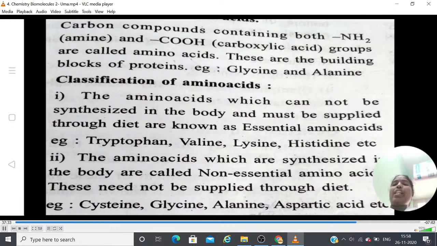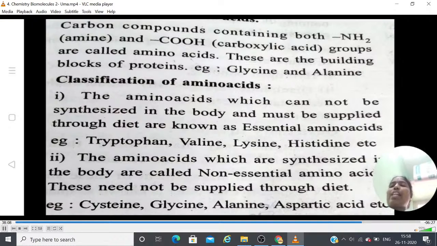Again, I repeat it. Essential amino acids are the amino acids which cannot be synthesized in the body and must be supplied through diet. These are called essential amino acids. Examples: tryptophan, valine, lysine, histidine. These are the examples of the essential amino acids.